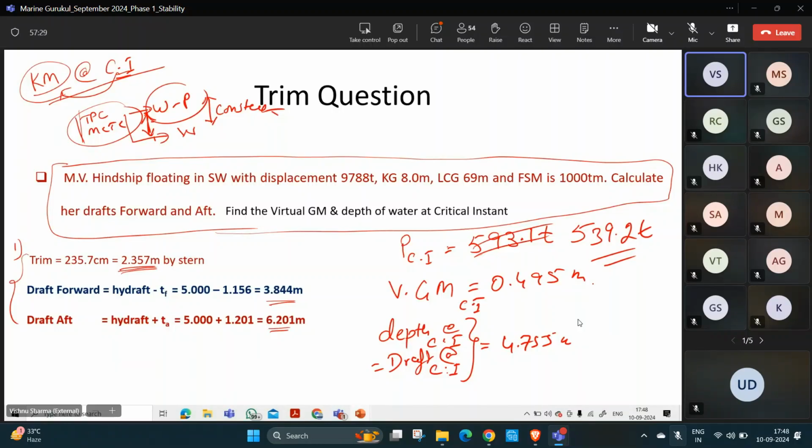Once you get P, please calculate the virtual GM and also let me know what will be the depth or the draft. Both will be same because there is no declivity. So the question can ask you depth at critical instant, or the question can ask you draft at critical instant.